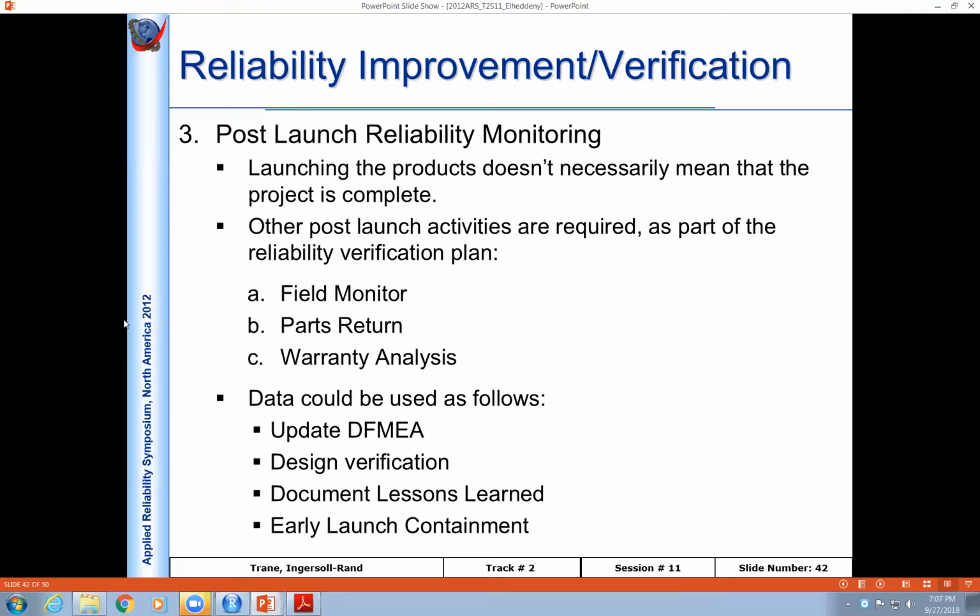Once you collect some information, again, this is a living document. You always have to go back and update the FMEA, do some design verification, document lessons learned, and so forth. Early launch containment means you really monitor the field very closely the first 6 months, for example, of releasing a product. And if anything happens, you jump on it to contain the problem before you keep shipping more product with the bad problem, okay?